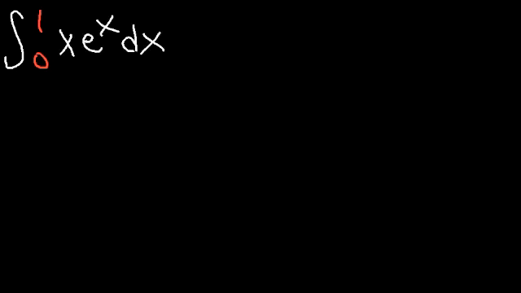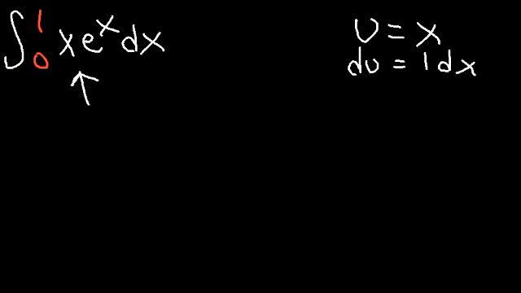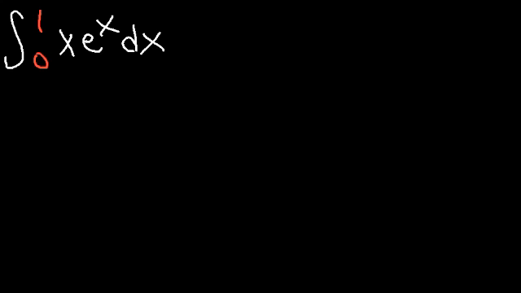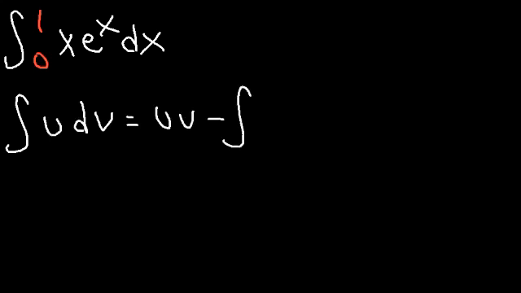Try this one. Can we use u substitution on this particular integral? Notice that if we make u equal to x, du is going to be 1 dx. We won't be able to cancel the x that we see here. For this problem, you need to use something called integration by parts. And you need to know the formula. The antiderivative of u dv is equal to uv minus the antiderivative of v du.